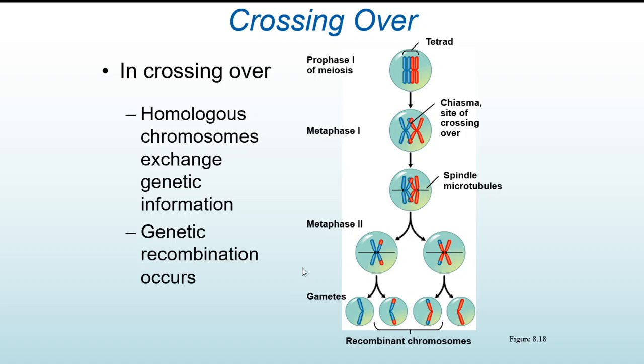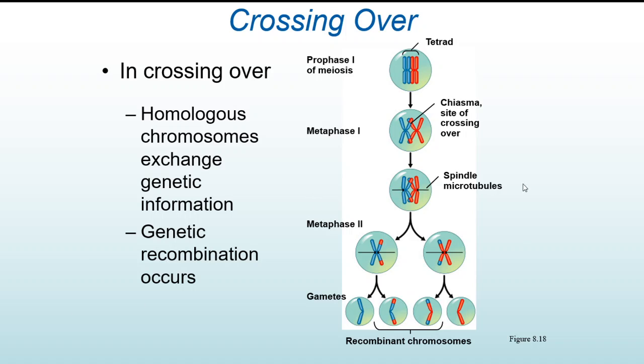So a piece will come over. So you can see here we've got our tetrad, blue and red. We see they start crossing over. Things happen. And now a little bit of the blue is on the red and a little bit of red is on the blue. And that's what causes that whole variation, why, you know, even in my kids, my girls have brown hair, my boys have blonde hair. All this crossing over causes all the genetic variation that we see.